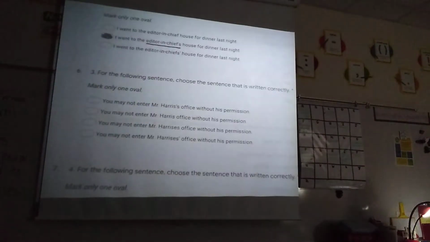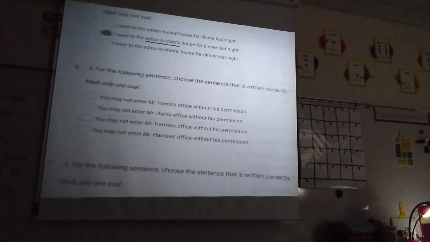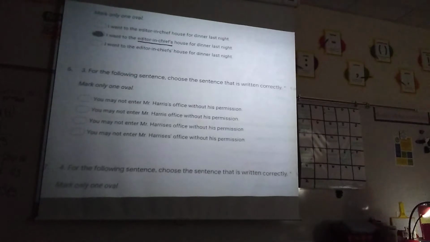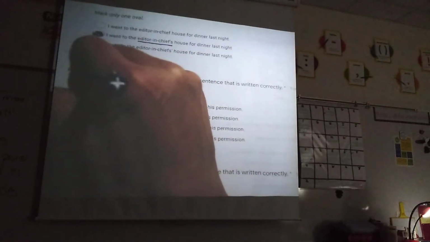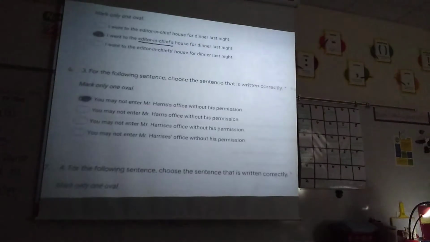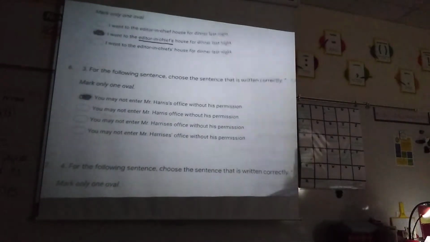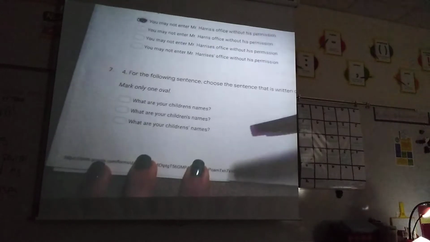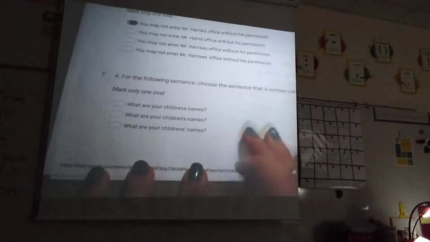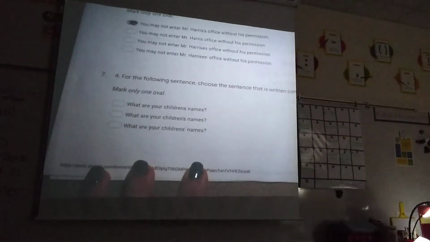Looking at the next one, "You may not enter Mr. Harris's office." Again, we are talking about one person's office. So it doesn't matter that Mr. Harris's name ends in an S. We still would show possession by adding the apostrophe S. We're talking about Mr. Harris, his alone, his office. So that would be the correct use of the apostrophe for showing Mr. Harris's office.